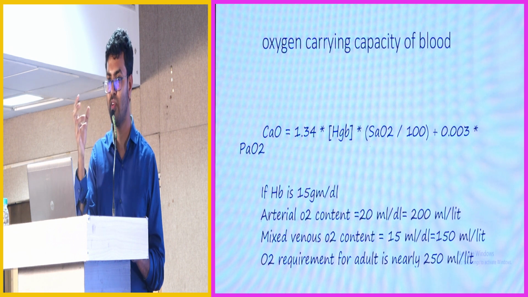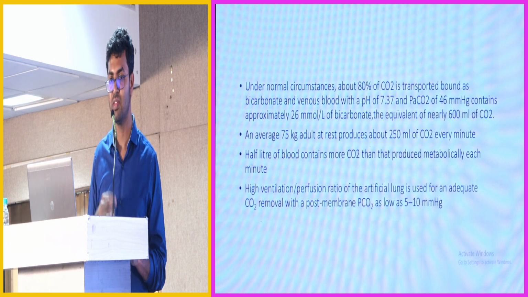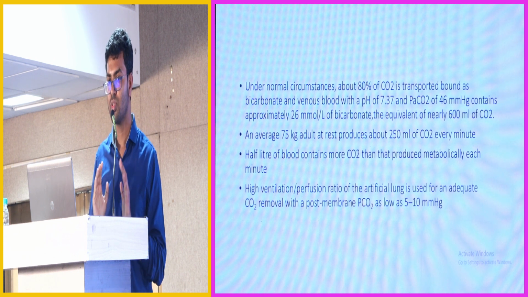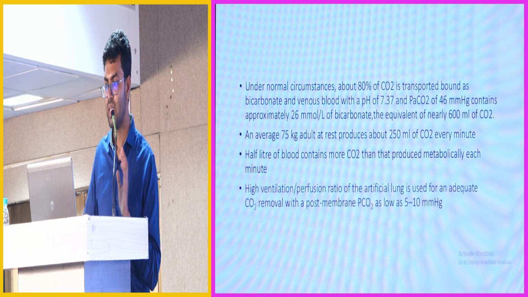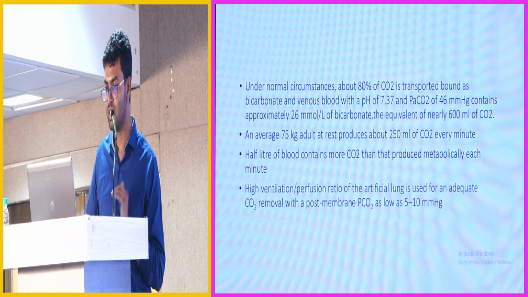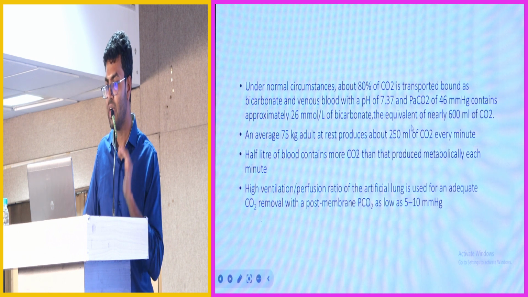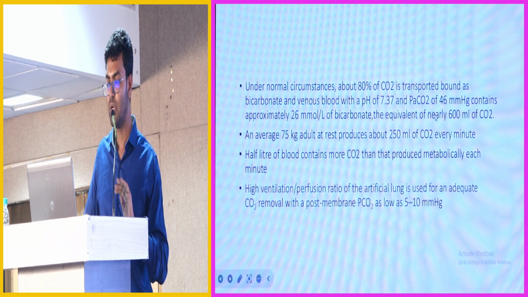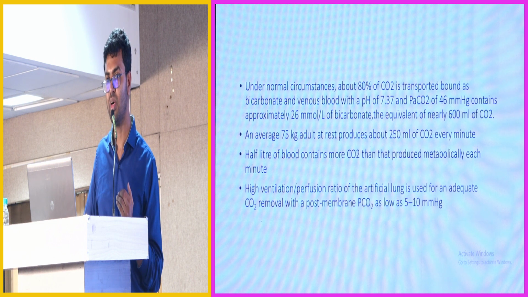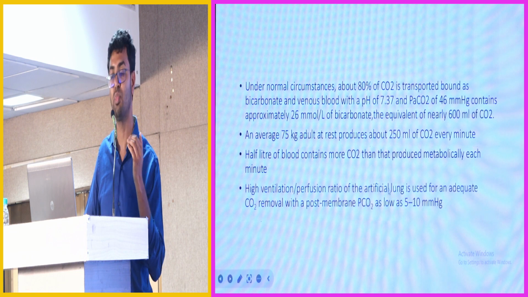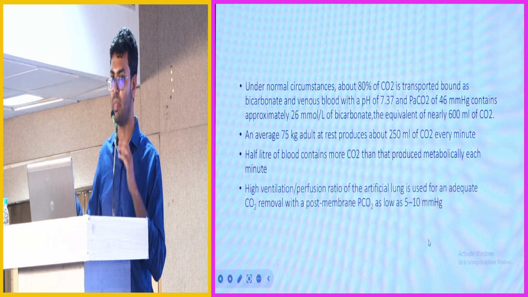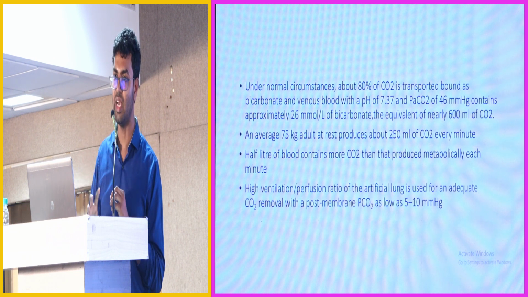For 250 ml of oxygen you will require around 5 liters of blood to flow. But that's not the case with CO2. Most of the CO2 will be in the bicarbonate form or in the dissolved CO2 form. So in a 75 kg patient, 1 liter of blood can contain, at a normal pH, 600 ml of CO2, and we can decrease the partial pressure of CO2 from 46 to as low as 5 in those patients by washing out the CO2 with air.